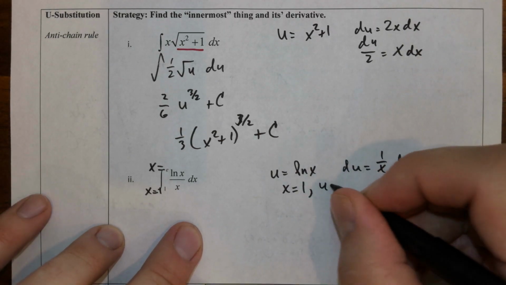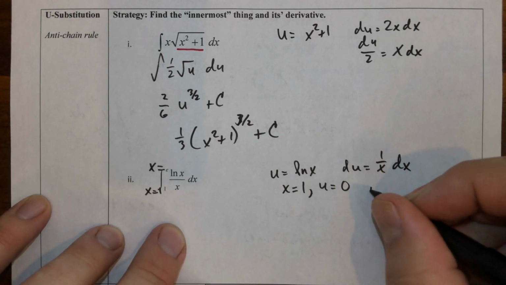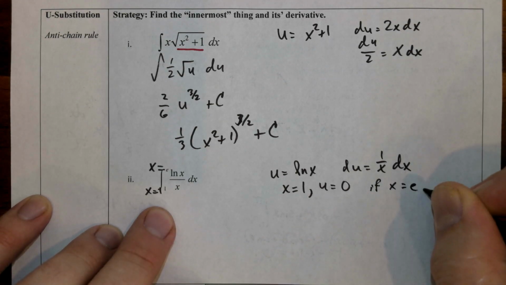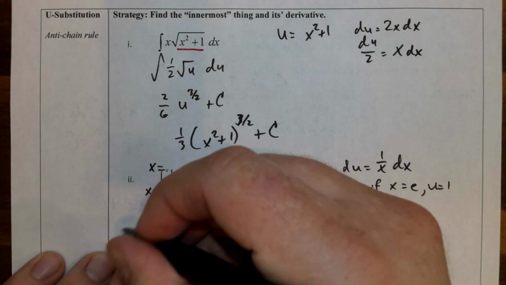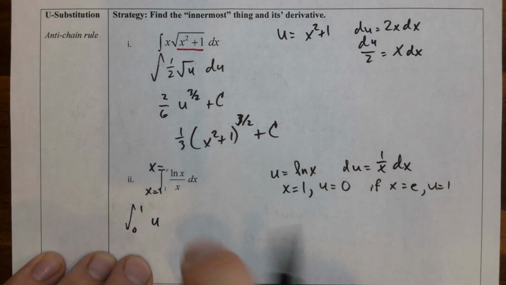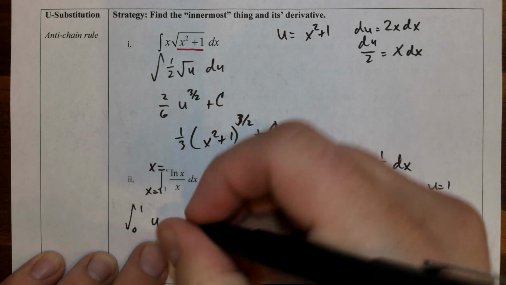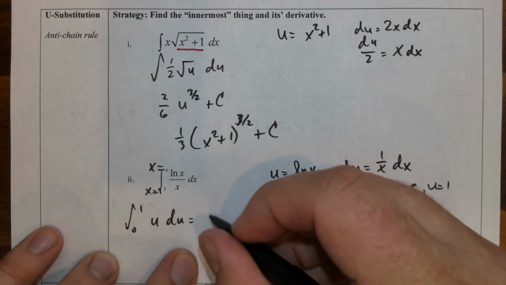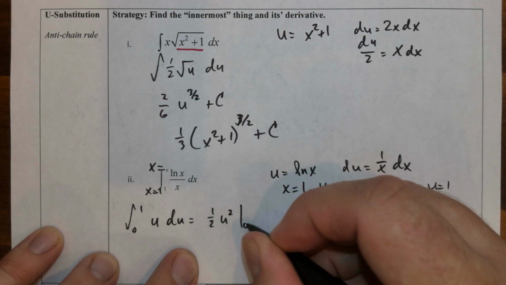If x is equal to 1, then u is equal to 0. If x is equal to e, then u is equal to 1. And so I've rewritten my integral now. ln x becomes u. 1 over x dx becomes du. And so I just evaluate this thing.